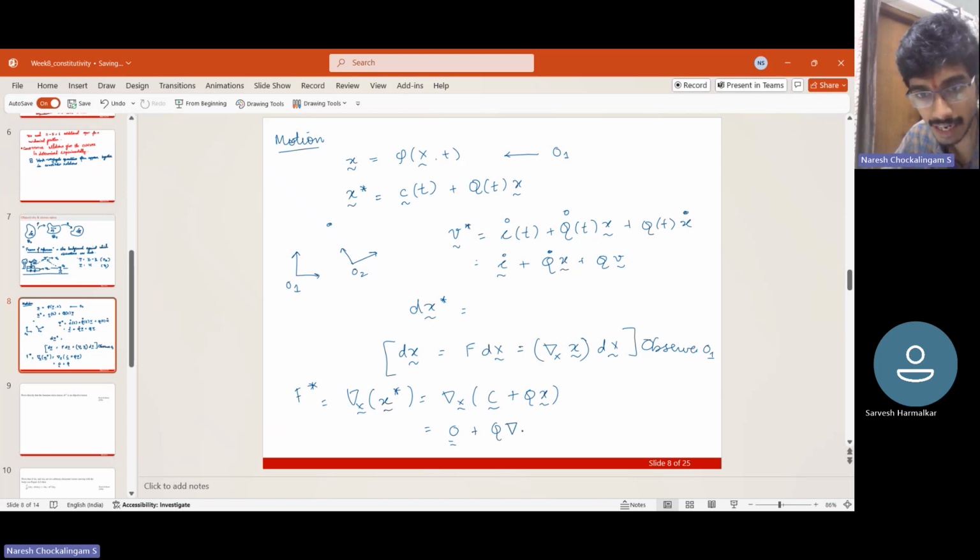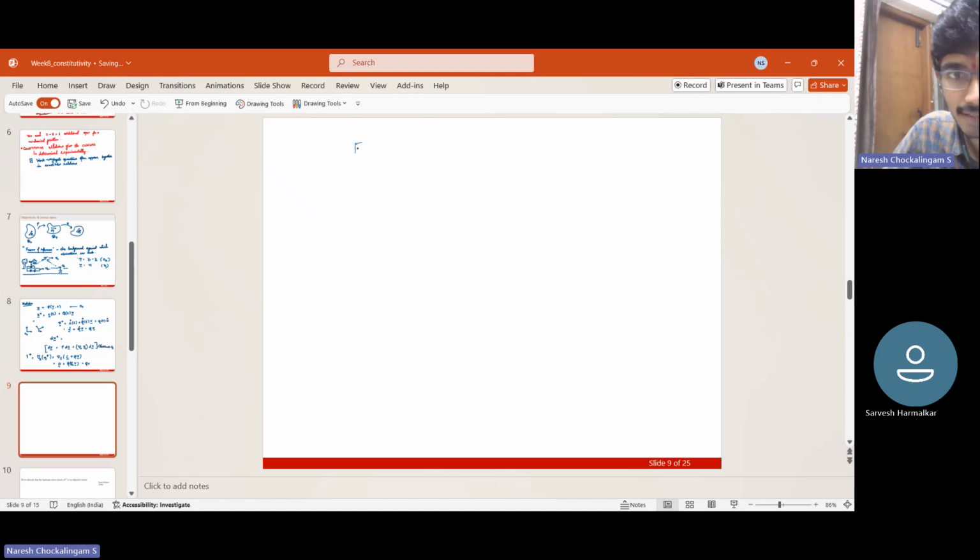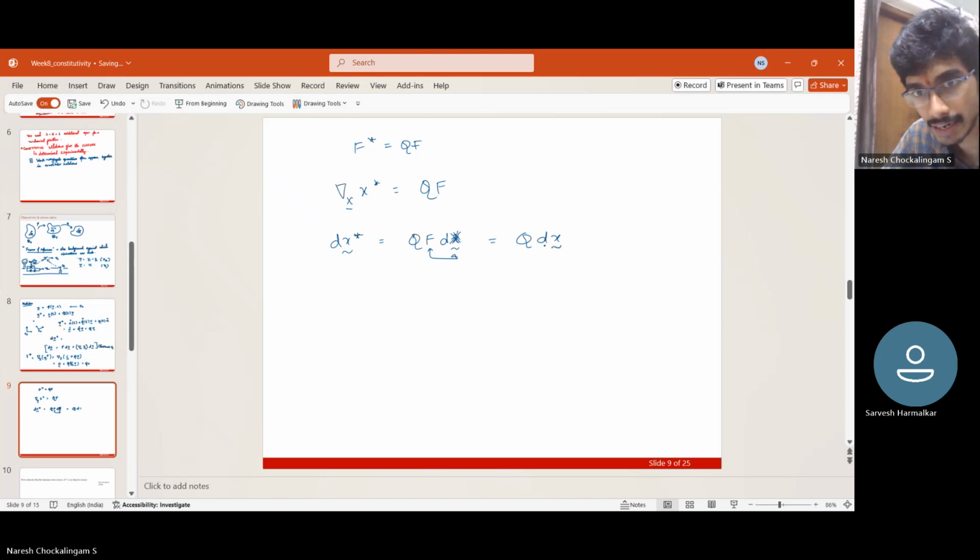Plus, this gradient operator will act only on the x. So it is nothing but Q times F. So what we see is that F star is equal to QF, which means the gradient of x star is nothing but QF. Therefore, dx star is equal to QF dX, capital X. But what is F, capital dX? This is nothing but Q, this is nothing but dx. So we have a relationship which is dx star is equal to Q dx.